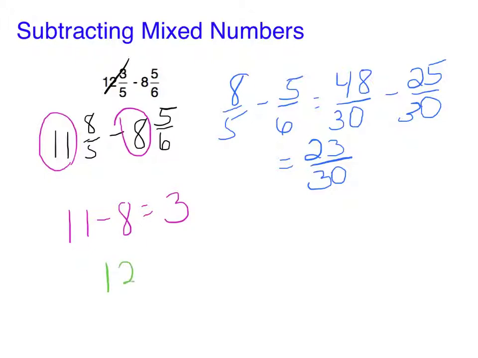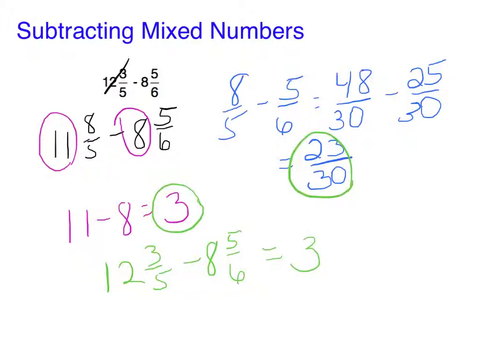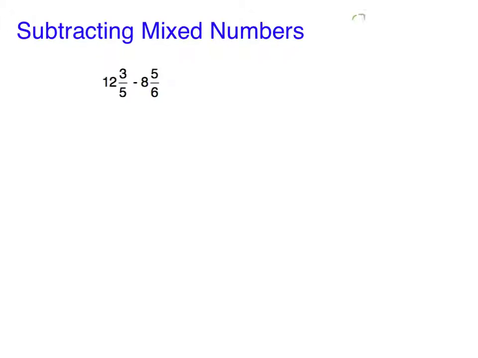So 12 and 3/5 minus 8 and 5/6 is equal to 3 and 23/30. Let's write 3 and 23/30 at the top to remind us of the answer we got when we worked the problem with method 1.